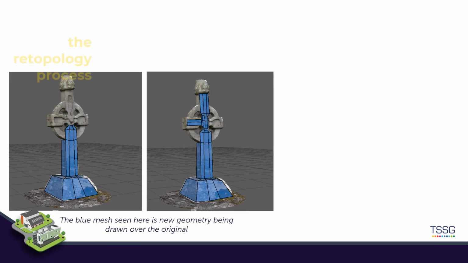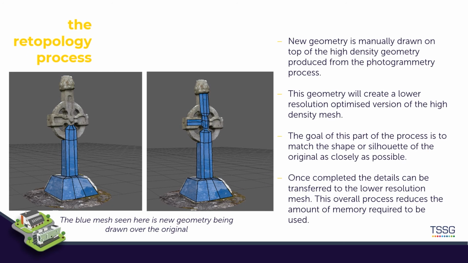So in this slide, you can see the process of retopology. So new geometry is drawn onto the high resolution mesh. That blue wireframe you can see is the actual lower resolution mesh. It's hand drawn, manually drawn on top of the high resolution mesh, and it basically just has to match the silhouette and the shape of the high cross.